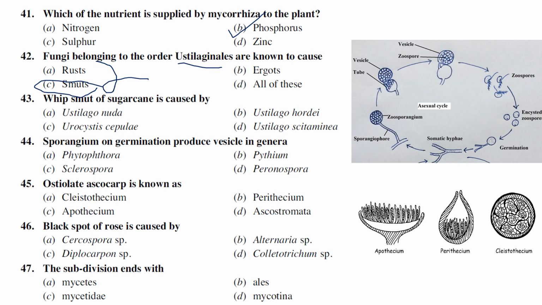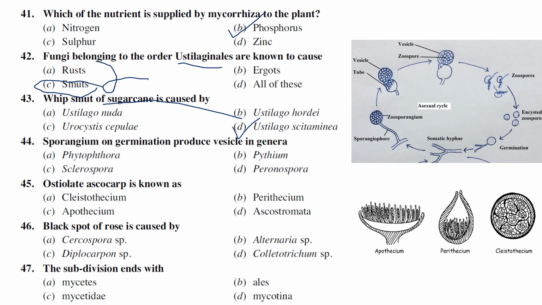Next one, whip smut of sugarcane is caused by Ustilago nuda, Ustilago hordei, Urocystis cepulae, and Ustilago scitaminea. So Ustilago scitaminea generally causes whip smut of sugarcane. Now the name has changed to Sporisorium scitamineum. Before it was called Ustilago scitaminea, now it is called Sporisorium scitamineum.